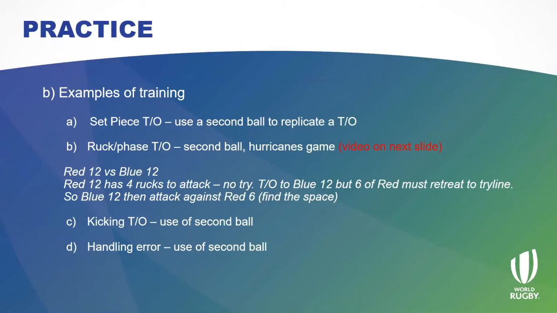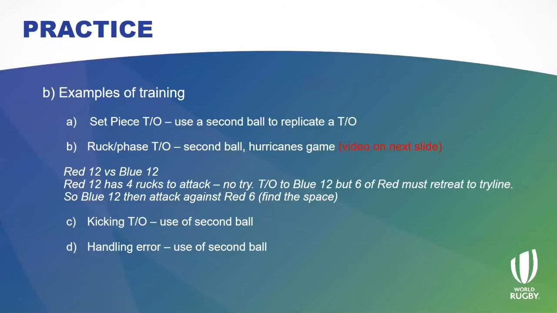So say the red 12 have 4 rucks to attack. If they don't score a try, then it's a turnover. So the blue 12 then attacks, but then 6 of the red team must retreat to the try line before they rejoin the defence line. So initially you've got 12 versus 6, which is a great way of educating the players to find space. And also it educates your defence to find their shape with less defenders. So it's a great game. I pinched it from the Hurricanes, I think.